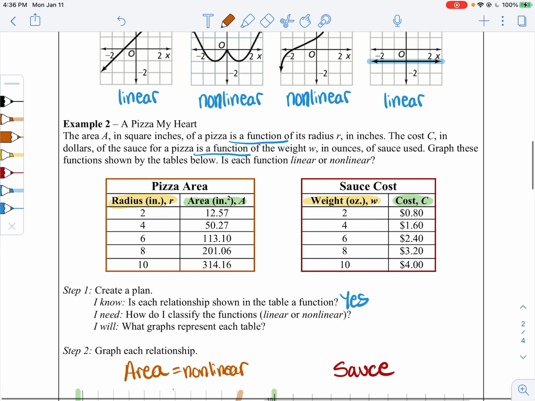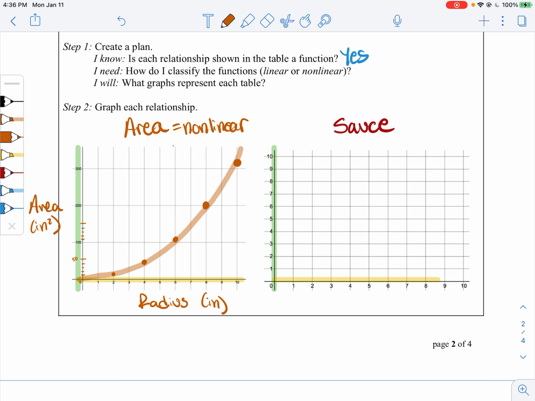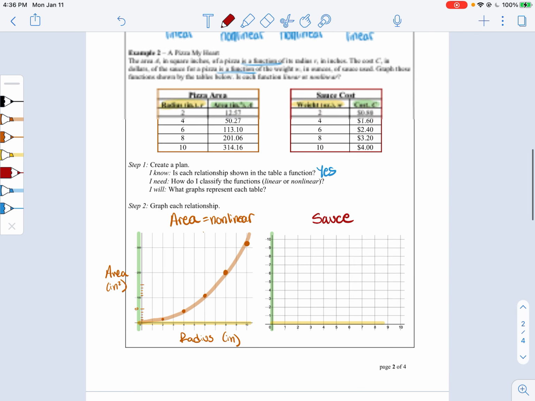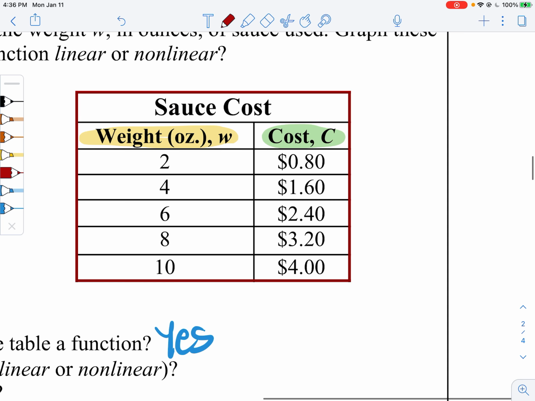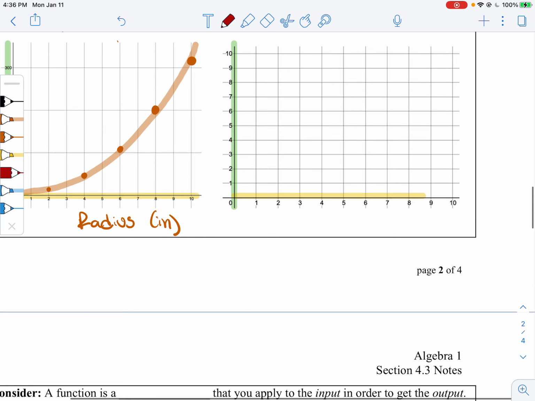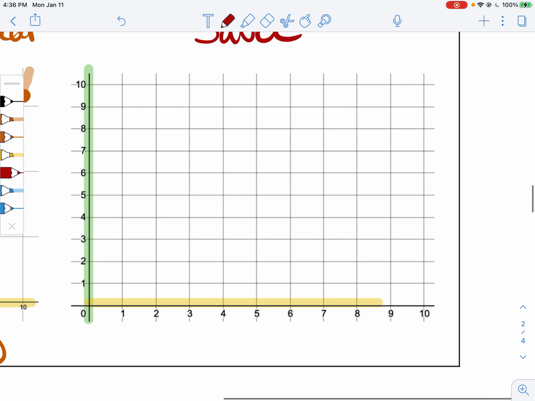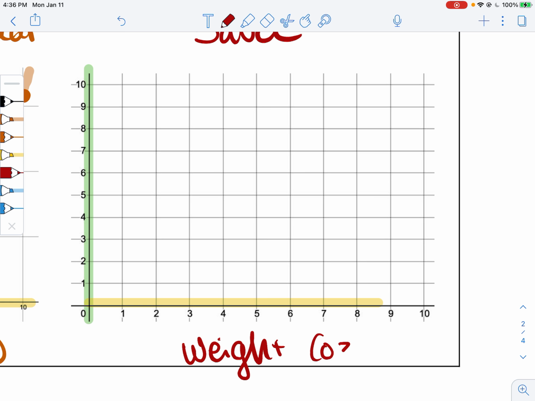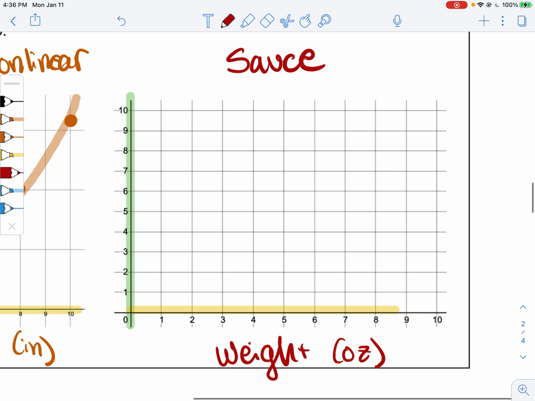So, anyway, now let's do the same thing, but for sauce. Okay, what variables are we looking at for sauce? Well, we're looking at weight and how that influences the cost. So weight in ounces and cost in dollars. So here, let's label our axes. They already have the numbers on them. That's convenient. Who designed these notes for you? We have weight in ounces and cost in dollars.